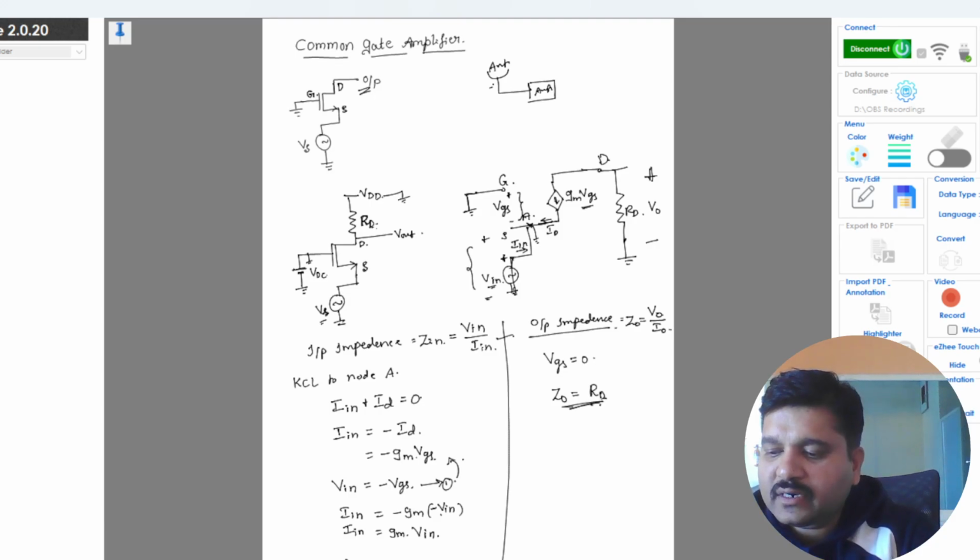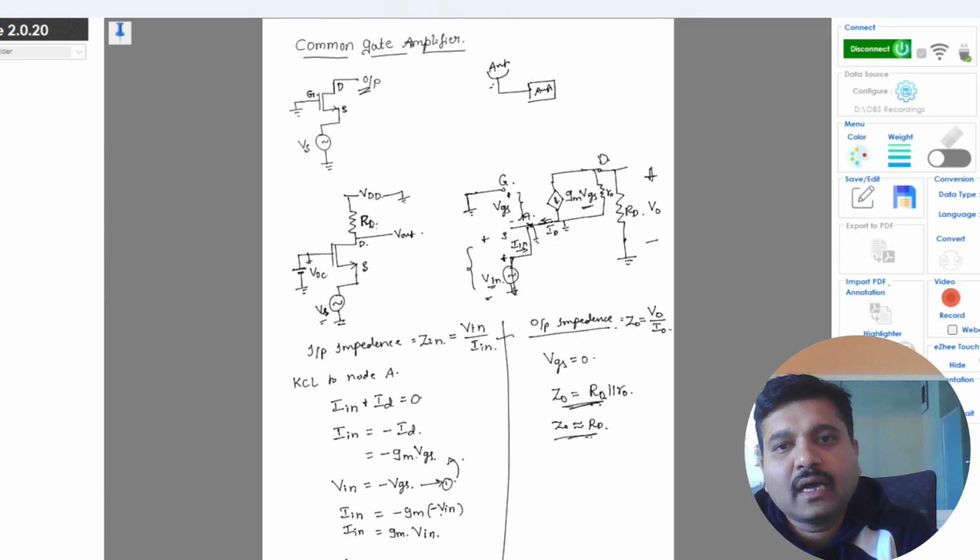So if we consider the channel length modulation, for which we have an impedance R0 connected from here to here, this is again connected to the ground. So in this case, RD will be parallel to R0. Since R0 is very large, Z0 can still be approximated to RD. So the output impedance of the common gate amplifier will be RD.